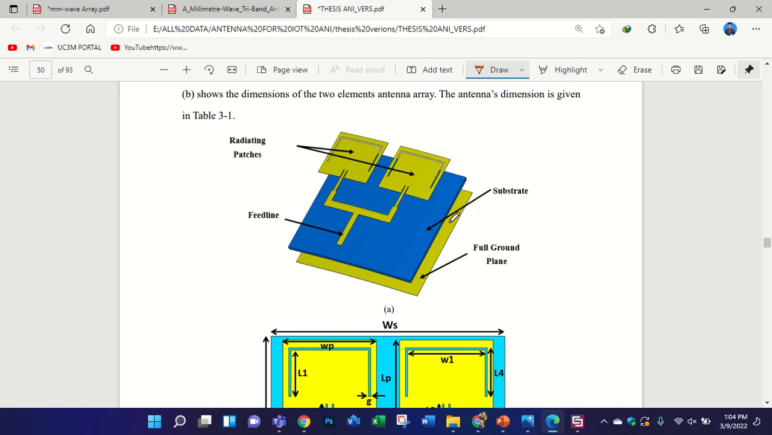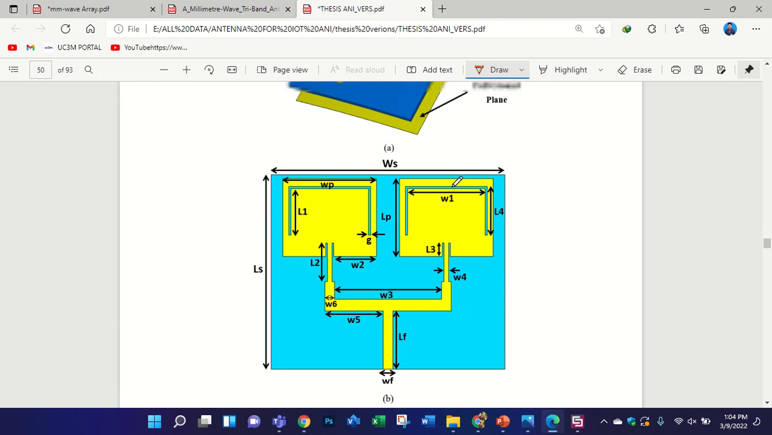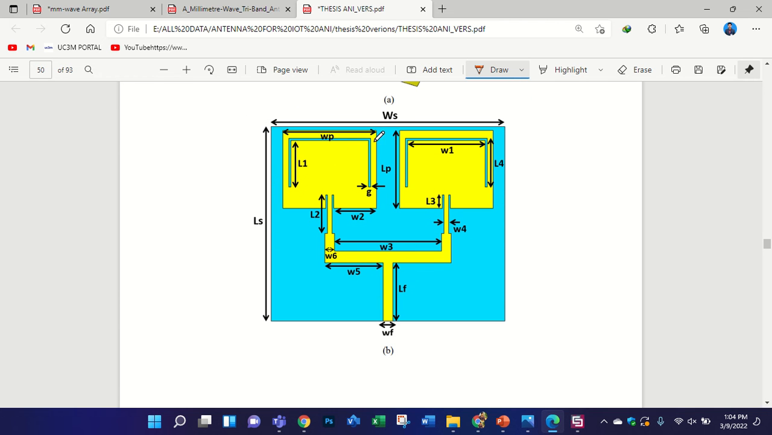I use the full ground plane in that case. This is the full ground plane behind the antenna, and this one you can see here is your microstrip patch. I started with the single element antenna, to make it dual band. This is a vertical slot and there is a horizontal slot. The horizontal slot contributes at 38 gigahertz, and the vertical slot works for 28 gigahertz.